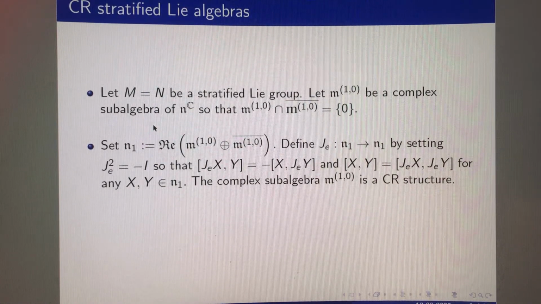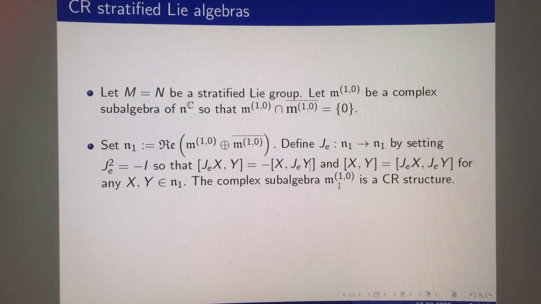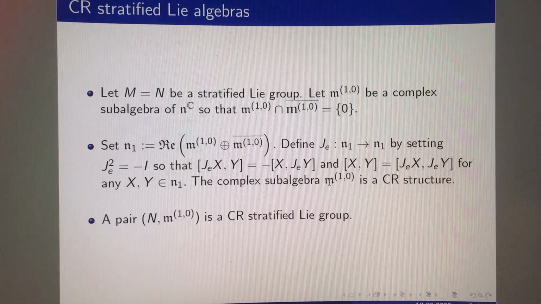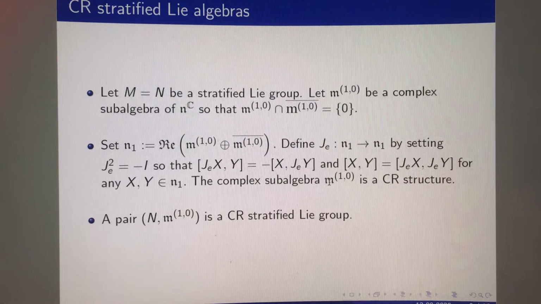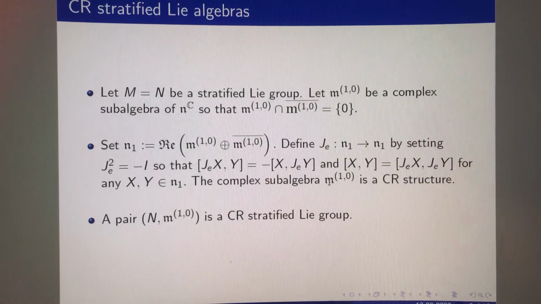And what we want is really for this almost complex structure to become integrable. That is, by the Newlander-Nirenberg theorem, the condition for this almost complex structure to be a complex structure is that the Nijenhuis tensor vanishes. So we have this condition. And if this condition is satisfied, we just say the complex subalgebra M^{1,0} is a CR structure, and any real stratified Lie group that admits this CR structure is called a CR stratified Lie group. So with this definition, we're going to see some examples and see how those definitions work on them.